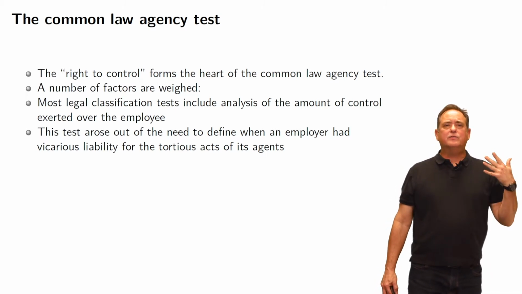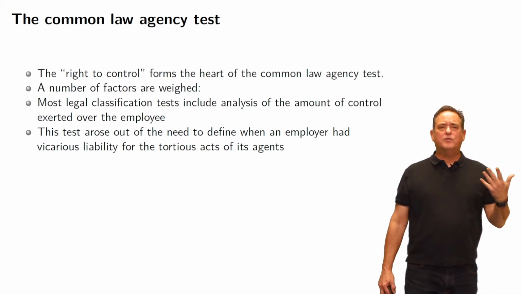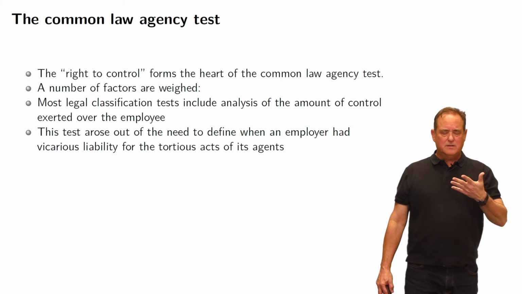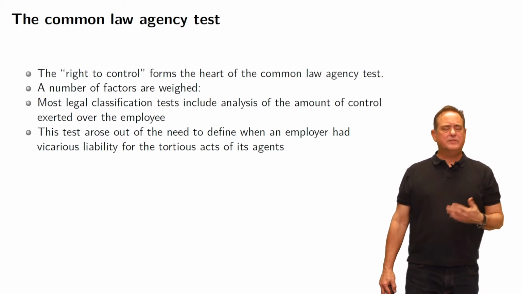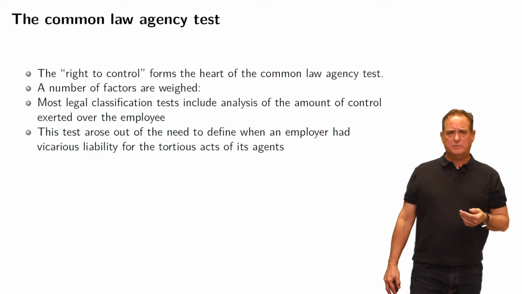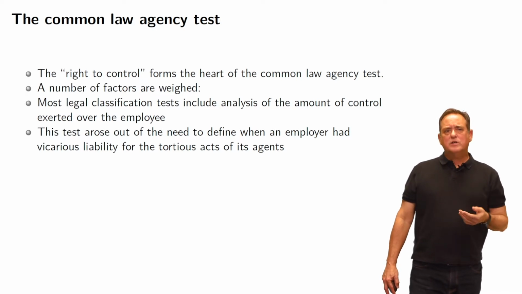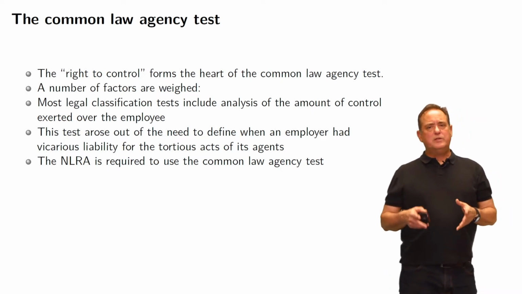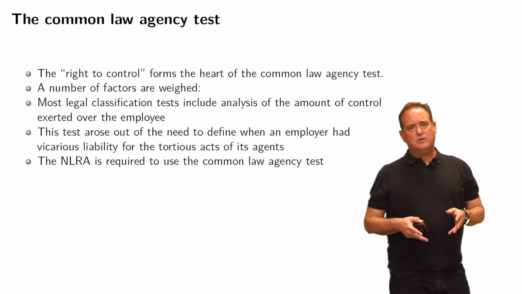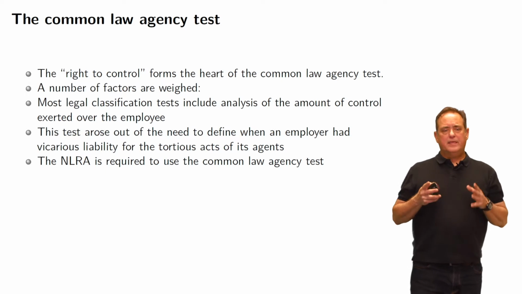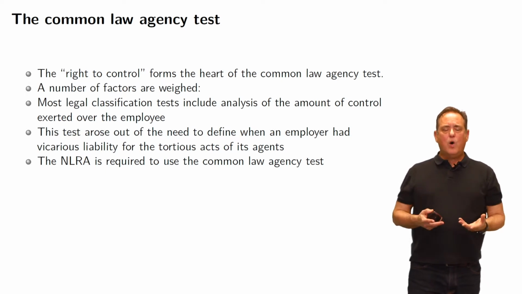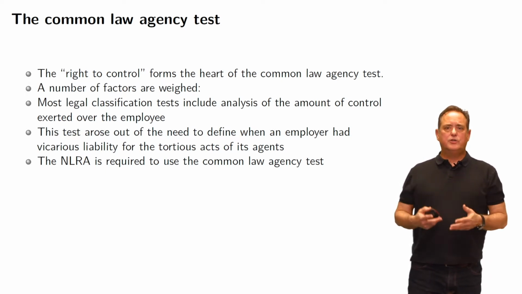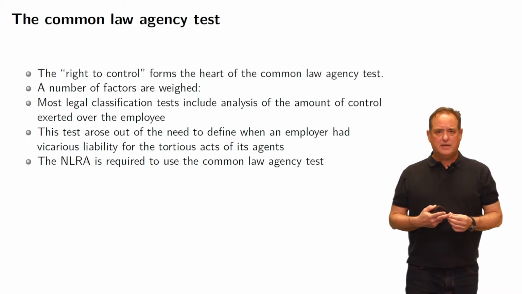So this right of control test, as I said, originated out of this idea of when is an employer liable for the vicarious liability of its employees, the tortious acts of its employees. But now, of course, it has expanded. And in fact, this is the test we use for the National Labor Relations Act. The NLRA requires courts to use the common law agency test.